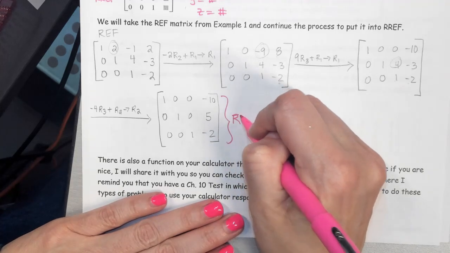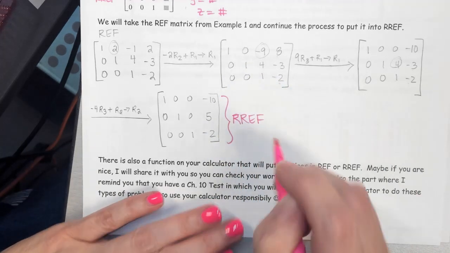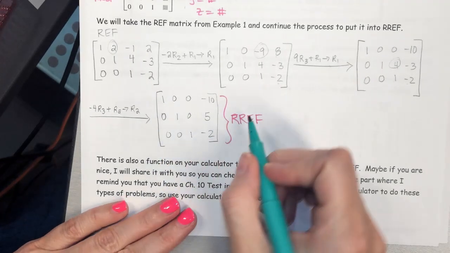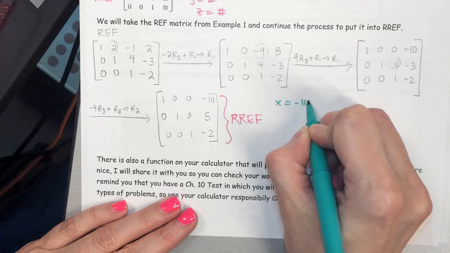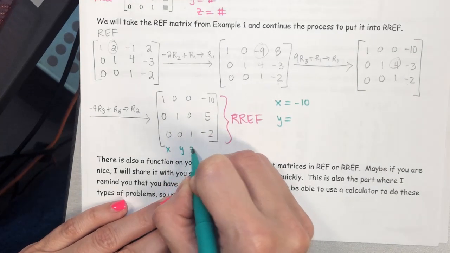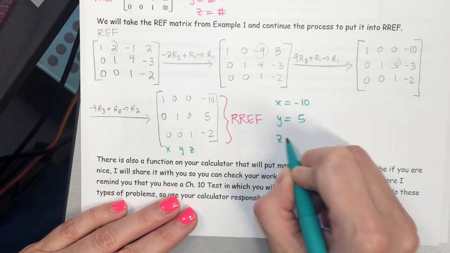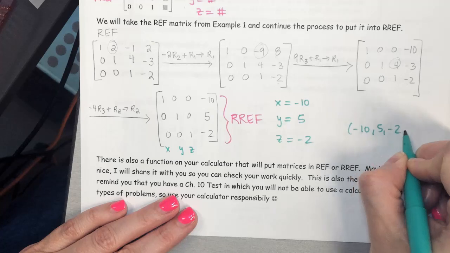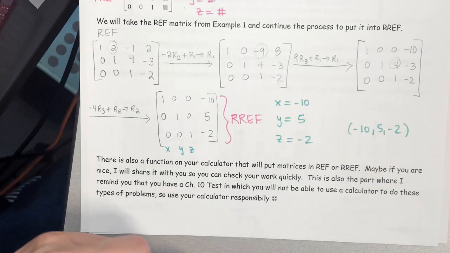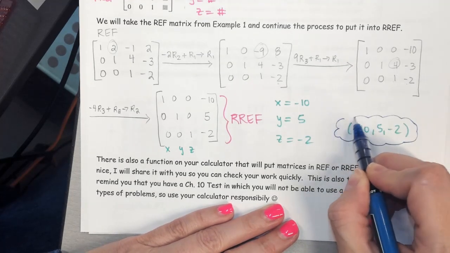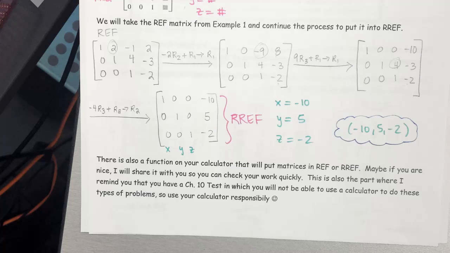So this is in reduced row echelon form. And the great thing about that is you can just look at the top row and you know x is negative 10. This is in the y column. So y is 5. z is negative 2. And then you don't have to do the back substitution. Okay, so yes, this is the same answer we got above because it is the same matrix. We just went one more step.